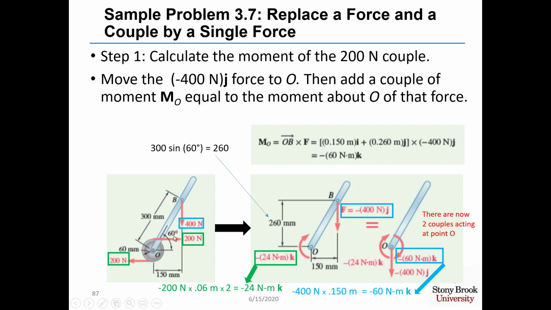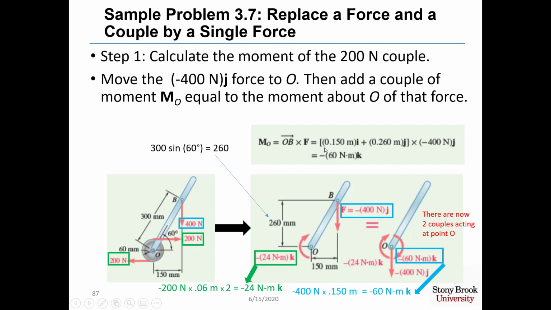The 200 Newton forces will create a couple of moment F times D, where F is 200 newtons, and D, the distance between these two forces, is 2 times 60 millimeters, or 0.12 meters. The moment of that couple is minus 24 Newton meters in the K direction. In order to calculate the moment of this 400 Newton force around point O, we take the cross product of our vector OB with our force F.